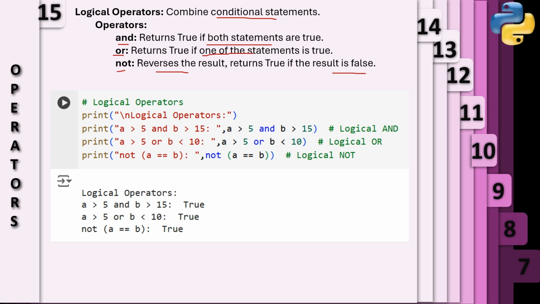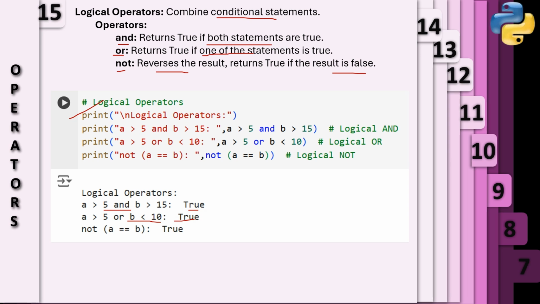Take a look at this execution. Here A is 10 and B is 20. 10 greater than 5 and 20 greater than 15. Here both statements are true, so the result is true. In the next, here one statement is false, but as the OR statement requires only one statement to be true, it returns true.